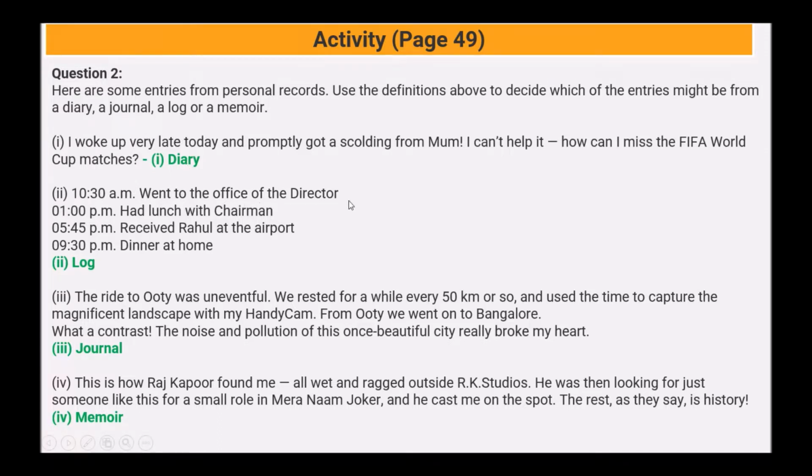"10:30 a.m. went to the office of the director. 1 p.m. had lunch with the chairman. 5:45 p.m. received Rahul at the airport. 9:30 p.m. dinner at home." This is the log.